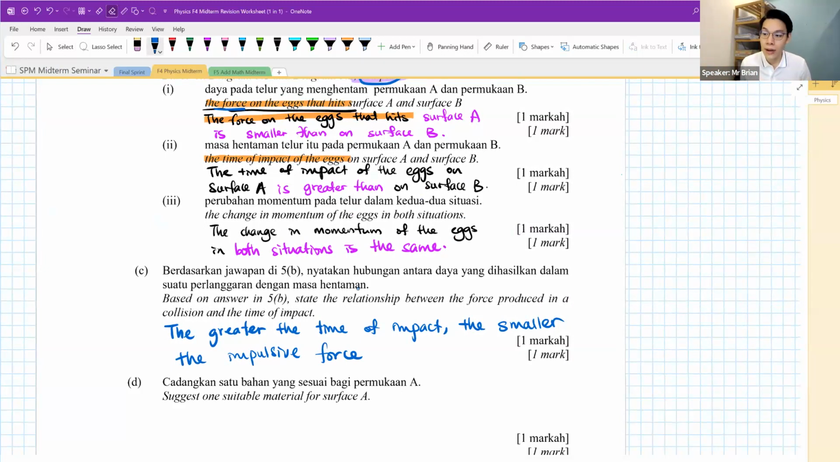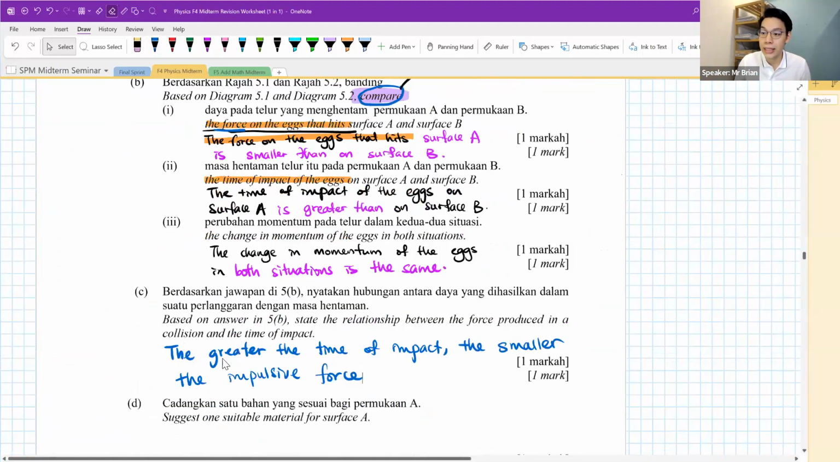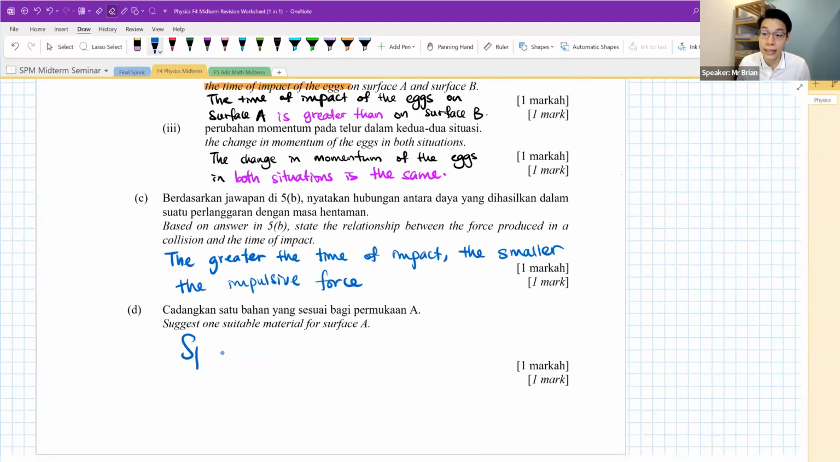So for part D, a suitable material for surface A is a soft material. You can say a sponge is the best answer, or anything soft, they also accept. A thick cloth, maybe latex, rubber, and so on.